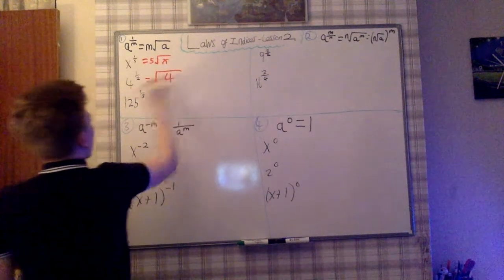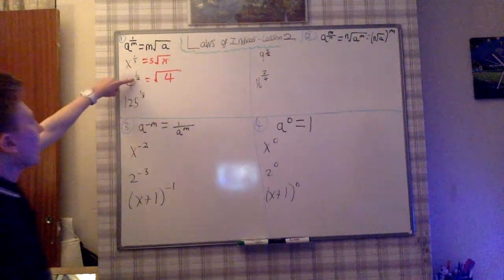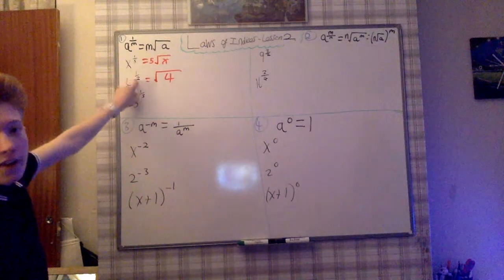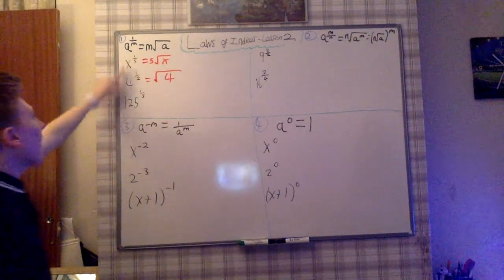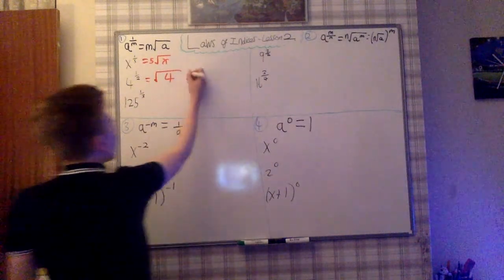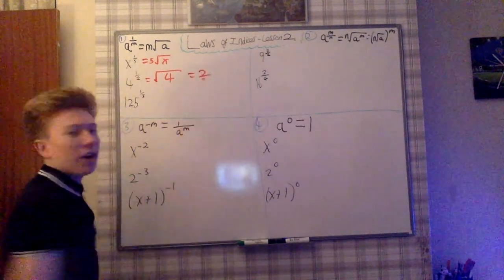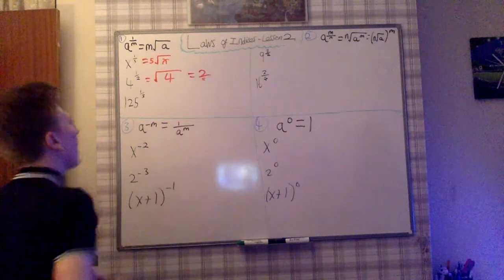This is going to be the square root of 4, because it's a square root as we have a 2 on the denominator of the fraction, and 4 is our a value here. The square root of 4 is just 2. It's also minus 2, but I will ignore the negative for now.